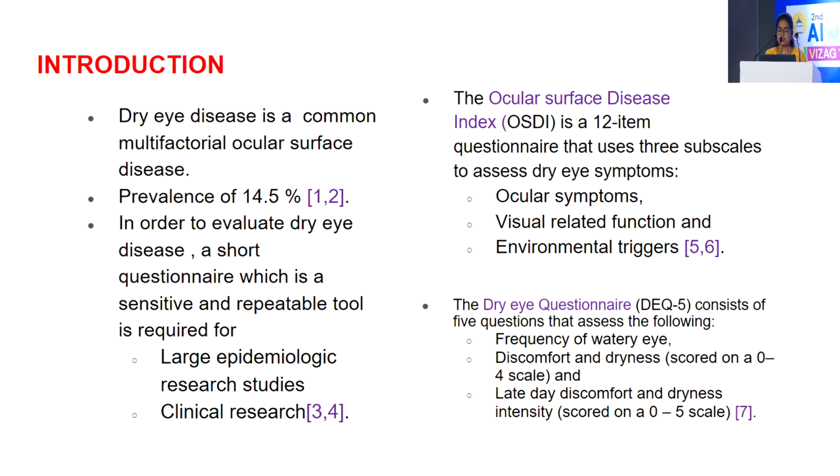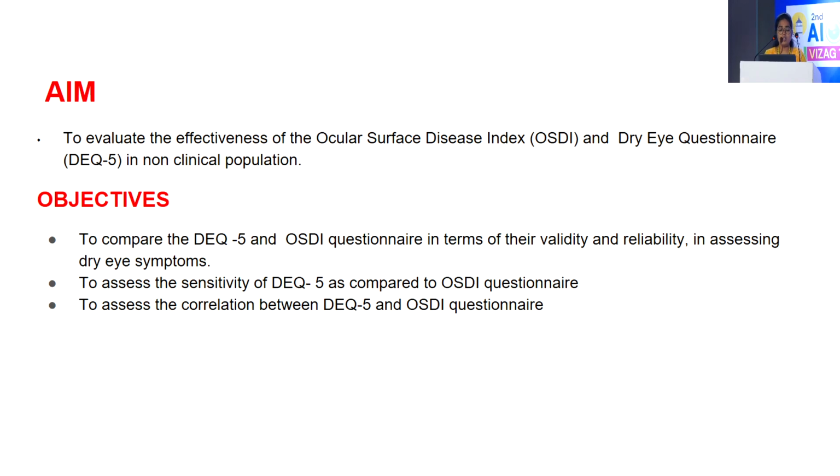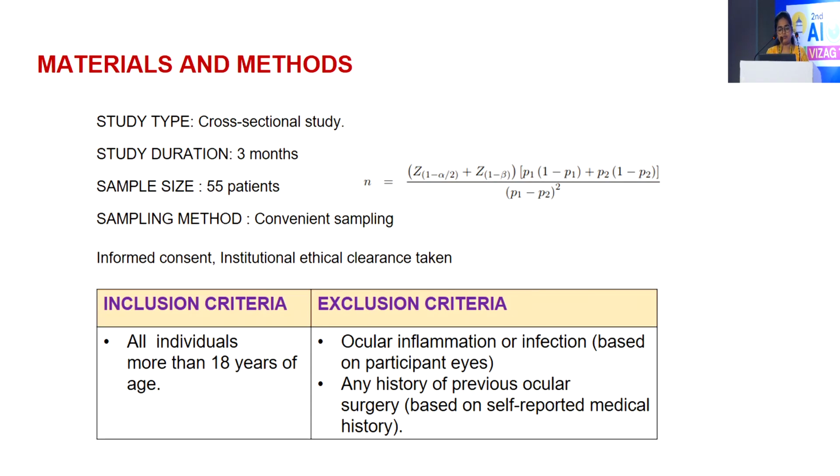The dry eye questionnaire consists of 5 questions that assess the following: frequency of watery eye, discomfort and dryness, that is scaling from 0 to 4, late day discomfort and dryness, that is scaling from 0 to 5. Our aim is to evaluate the effectiveness of the Ocular Surface Disease Index and dry eye questionnaire 5 in non-clinical population. Objectives: to compare the DEQ5 and OSDI questionnaire in terms of their validity and reliability in assessing dry eye symptoms, to assess the sensitivity of DEQ5 in comparison to OSDI, and to assess the correlation between DEQ5 and OSDI.